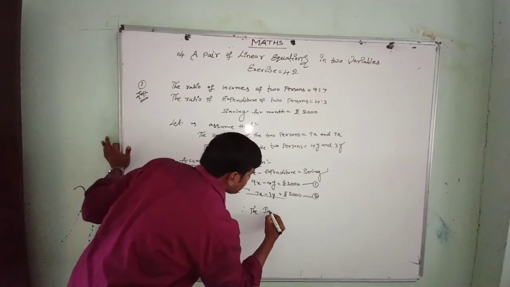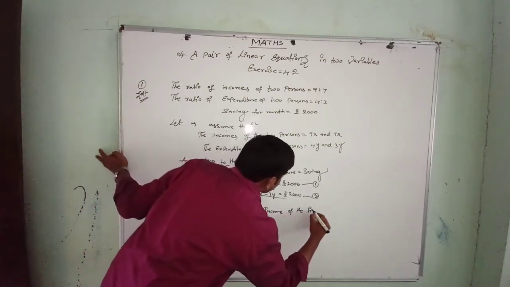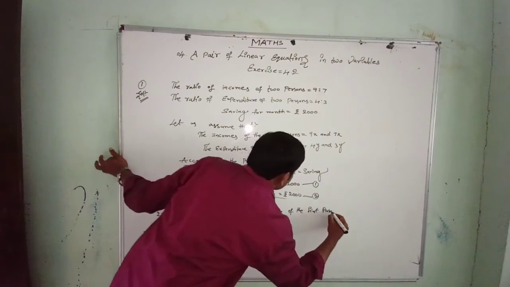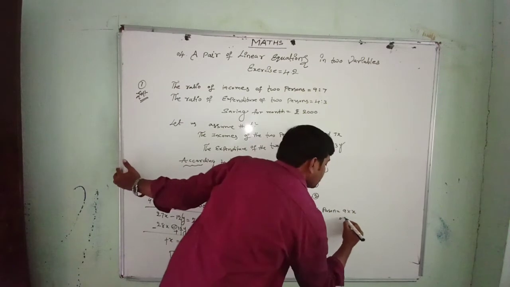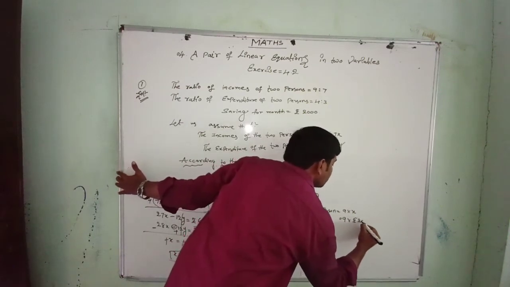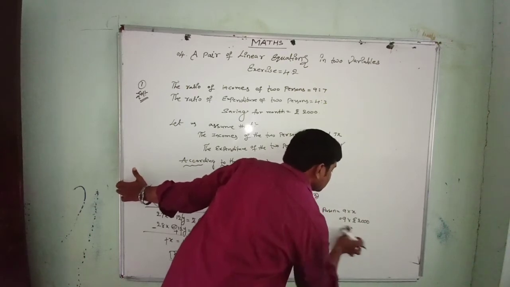The income of the first person equals 9 into x. That means 9 into rupees 2000, which equals rupees 18,000.